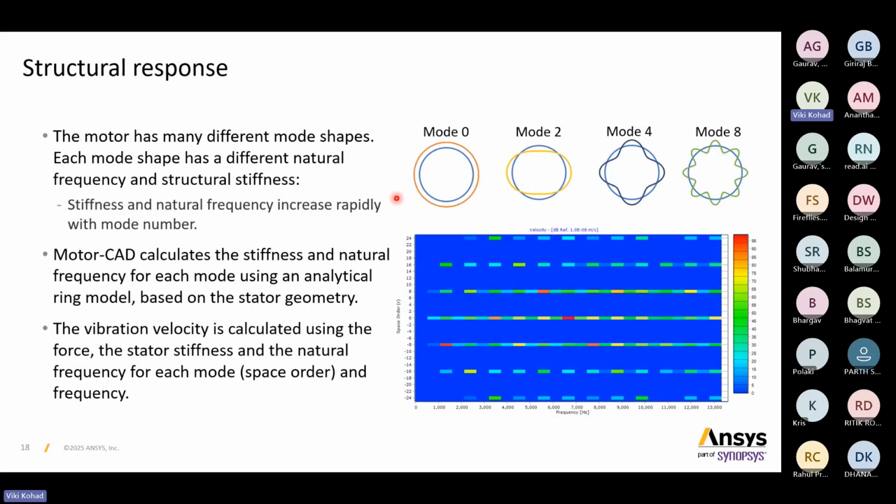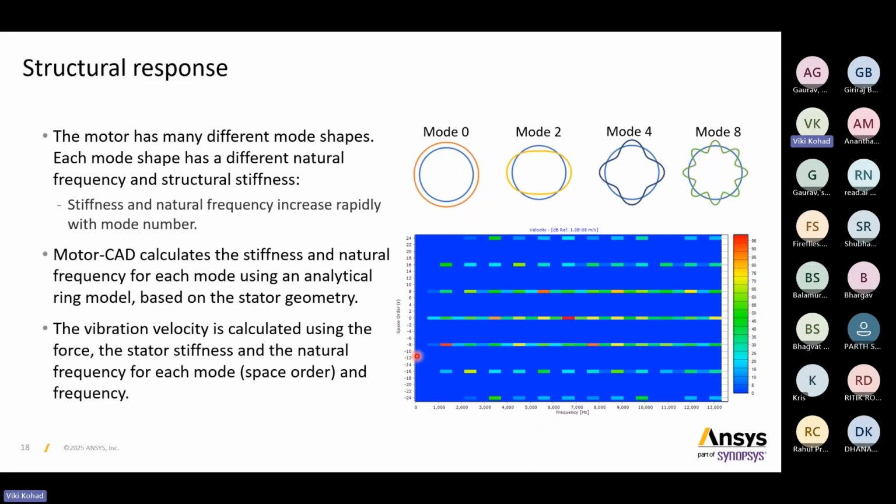Now we will see the structural response, how the structural response is given by Motor-CAD. It calculates the stiffness and the natural frequency for each mode. Here it includes 4 modes, 0, 2, 4 and 8. In the image, the space order is on the vertical y-axis, the frequency on the horizontal axis, and these are the sound power levels. Here is 95 picowatt.